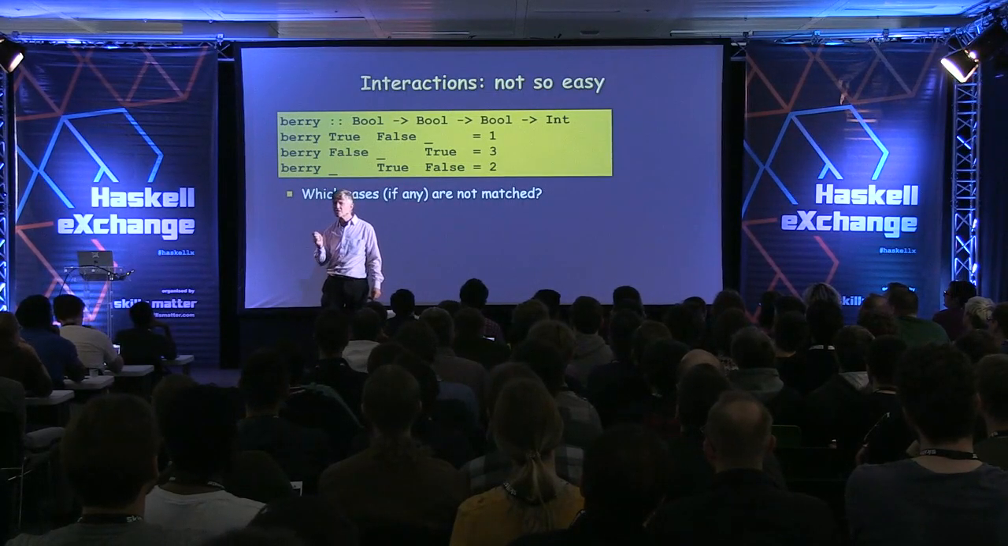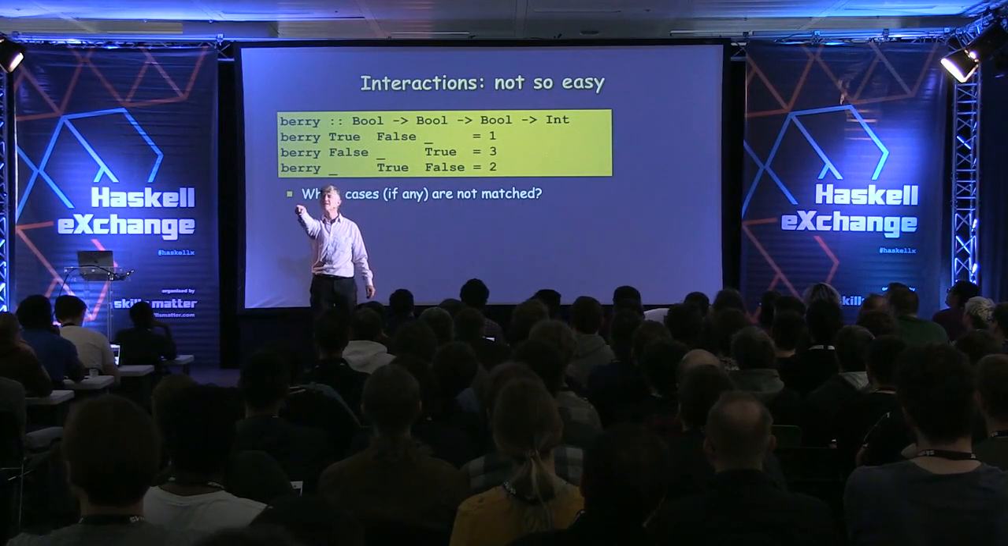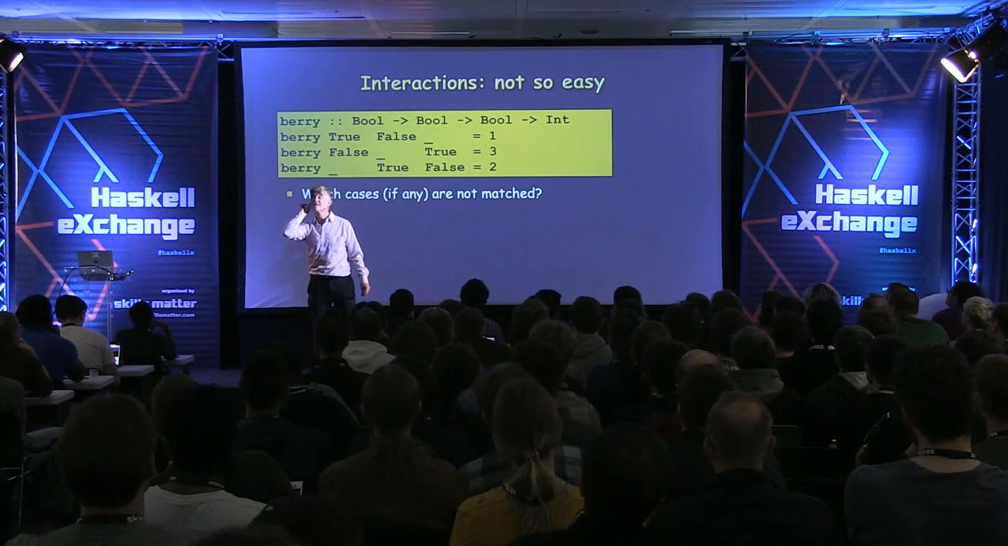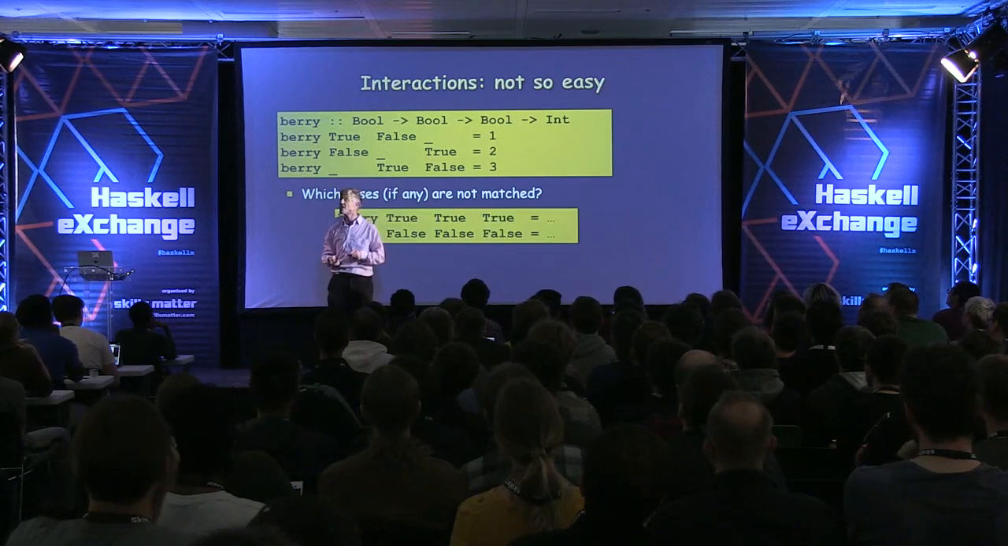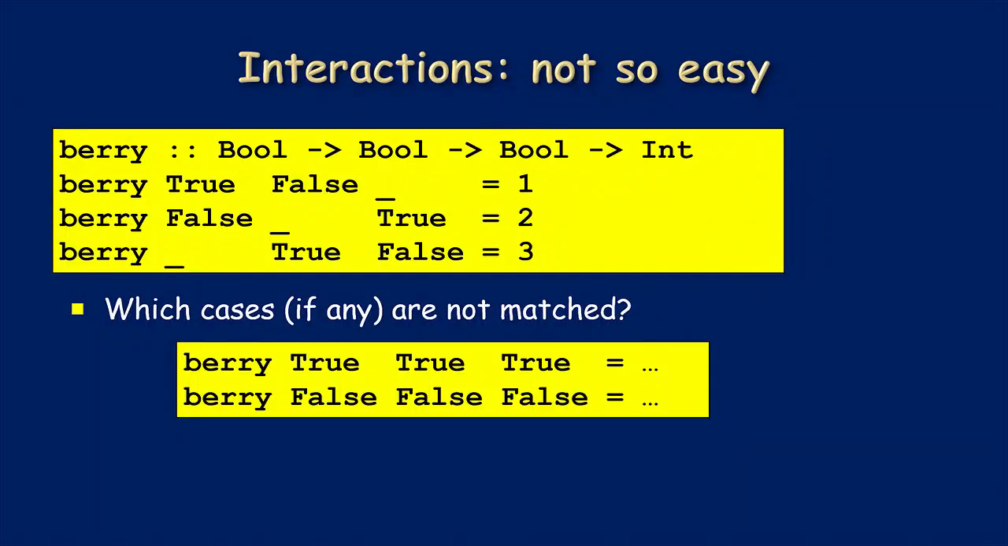Any missing equations? Oh, yes, somebody. What was that? I can't hear you. Triple false. The triple false is missing. Absolutely. Very good. That was quite impressively fast, actually. Right, so triple false and triple true, I think, is also missing.